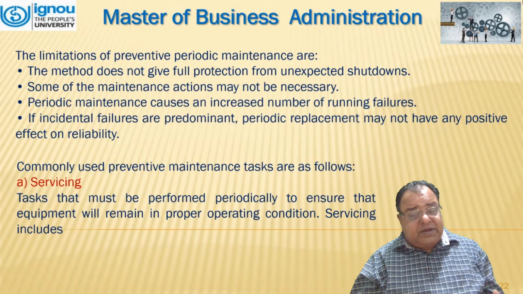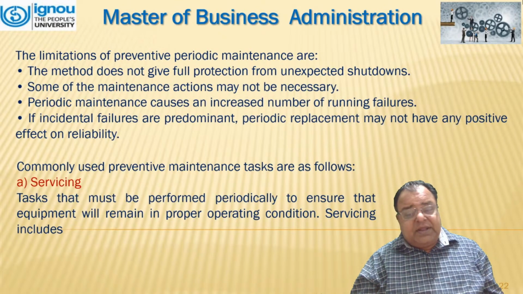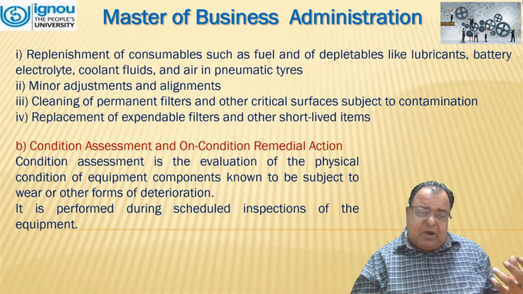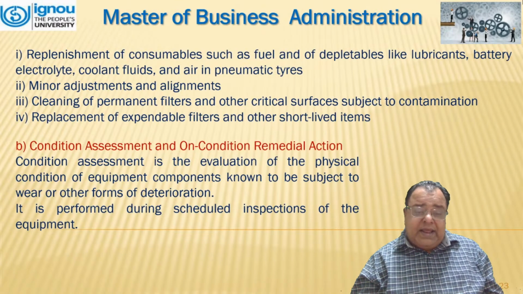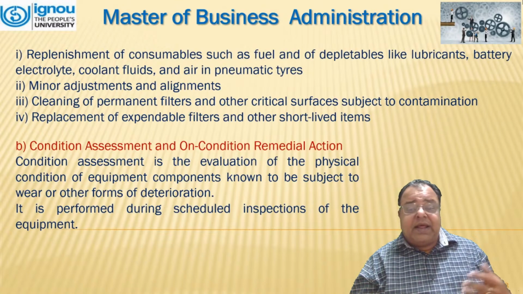Commonly used preventive maintenance tasks are: number one, servicing. This is a task that must be performed periodically to ensure that equipment will remain in proper operating condition. Servicing includes replacement of consumables such as fuel and of depletables like lubricants, battery electrolyte, coolant fluids, and air in pneumatic tires. The best example to understand is the automobile, which we are using either as a scooter or a car. They all go for maintenance and servicing. Minor adjustments and alignments, cleaning of permanent filters and other critical services subject to contamination, and replacement of expendable filters and other short-lived items. The same is applicable to our industrial machinery systems also.